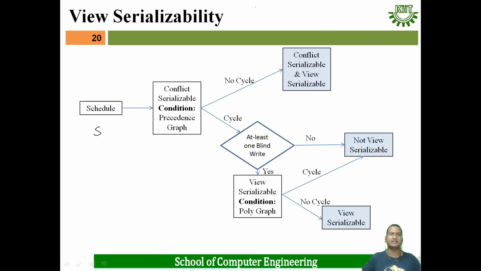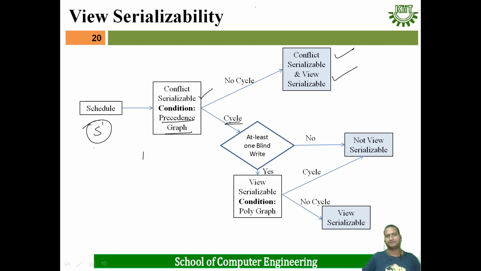Suppose one schedule S is given. First, you have to check for conflict serializability using a precedence graph. Suppose you have drawn a precedence graph. In the precedence graph, if no cycle is present, then that schedule is a conflict serializable as well as view serializable schedule.